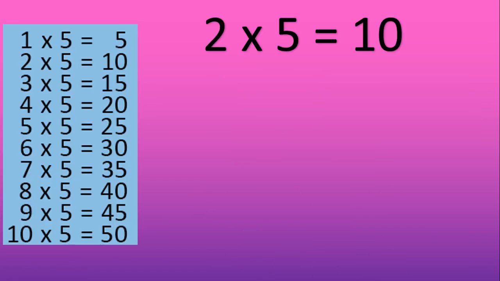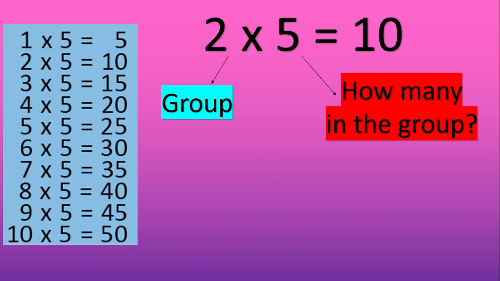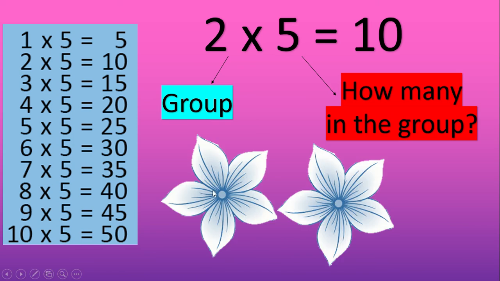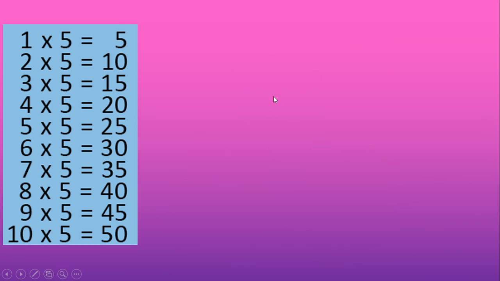2 times 5 equals 10. So I have my group, 2 groups of 5. So I have 2 flowers, and each flower has 5 petals. So we can either count each petal individually, or we can count in 5s. We count in 5s every day, so it's going to be quicker. So I count 5, 10. Therefore the answer is 10.